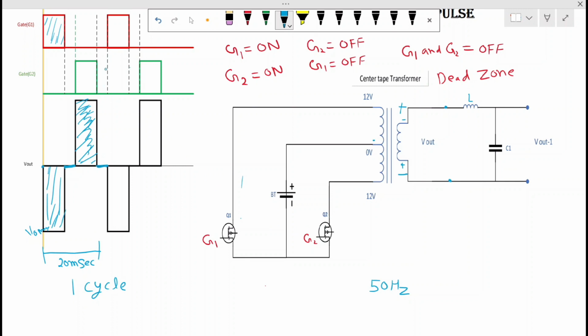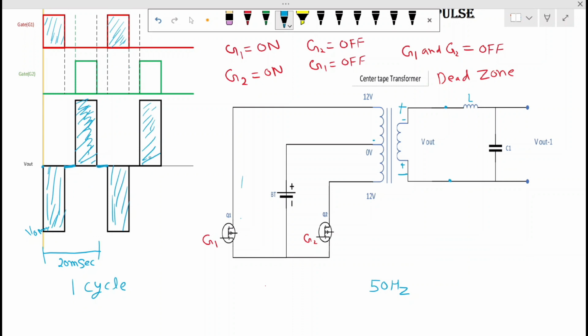Then after the dead band, again G1 is on. So this cycle is repeating each time. You can see G1 is on and after that G2 is on. So up to here is one cycle, and one cycle is repeating always, correct? So based on this, the output is also repeating. This output is also coming, correct?